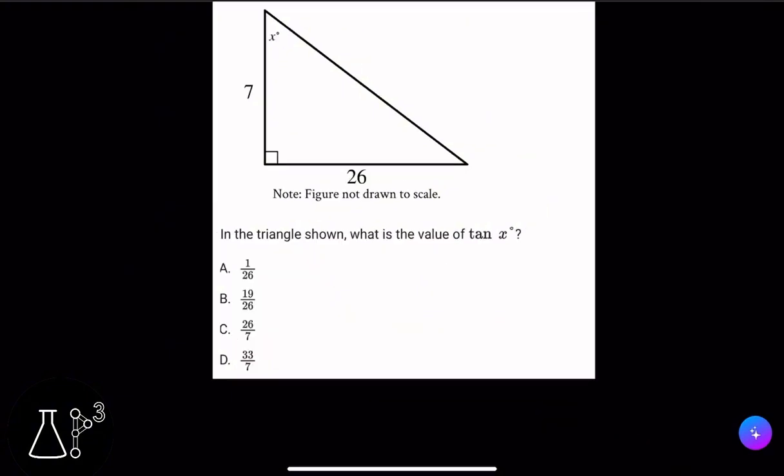Let's do another question. In the triangle shown, what is the length of tangent x? So what is tangent and what can we do with that? Well, I'm given two lengths, right? 7 and 26. And for this question, we don't need the hypotenuse. So that's kind of irrelevant, right? So if you probably already know, or if you don't know, that's completely okay.